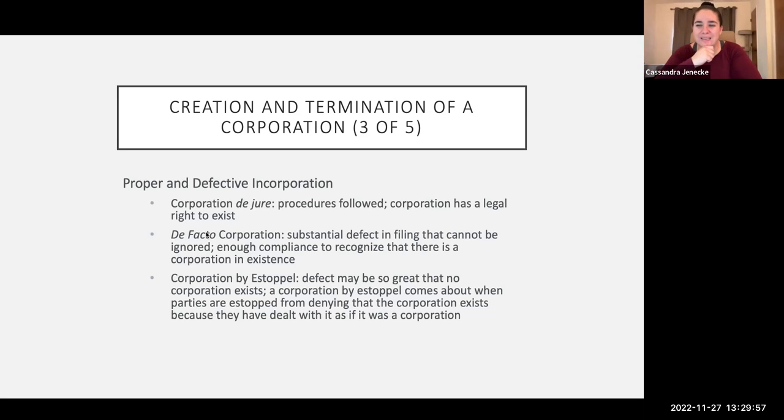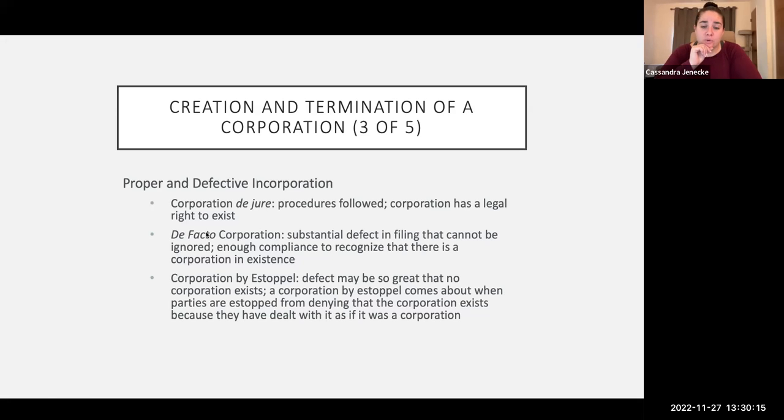We're going to look at it and say, you messed up your application, but there's enough information here and you were carrying yourself out as a corporation that we'll go ahead and say that even though you didn't do it right, you're not a de jure corporation. We'll go ahead and say you got there enough.